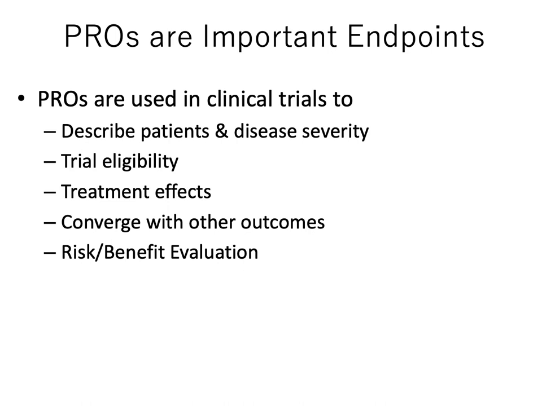PROs are often used in clinical trials to describe patients or the disease severity, to assess trial eligibility, to look at treatment effects, to converge with other outcomes of interest, and also to provide a risk-benefit evaluation.